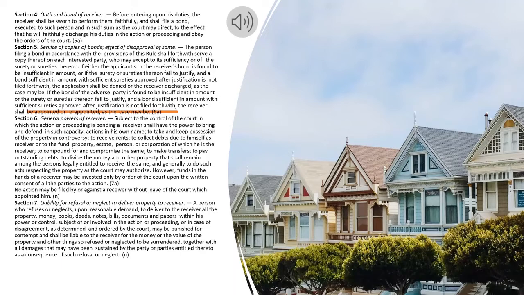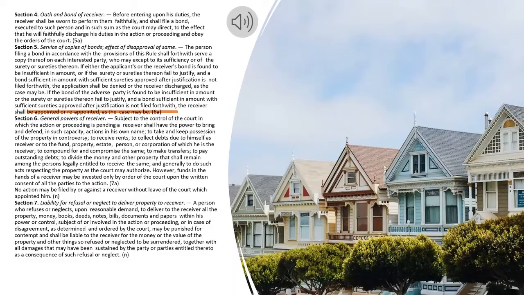Section 7. Liability for refusal or neglect to deliver property to receiver. A person who refuses or neglects, upon reasonable demand, to deliver to the receiver all the property, money, books, deeds, notes, bills, documents and papers within his power or control, subject of or involved in the action or proceeding, or in case of disagreement, as determined and ordered by the court, may be punished for contempt and shall be liable to the receiver for the money or the value of the property and other things so refused or neglected to be surrendered, together with all damages that may have been sustained by the party or parties entitled thereto as a consequence of such refusal or neglect.